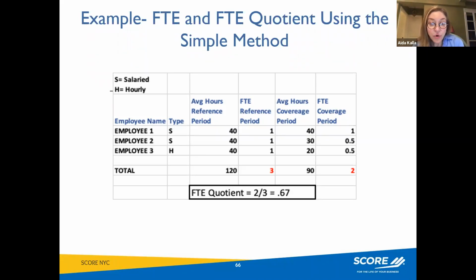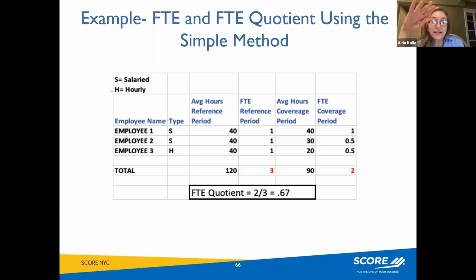However, when you come to two and three, their level went down. The number of hours that they worked went down. So because it was less than 40, we just used 0.5. And so it's really just a 2 in terms of the addition, whereas in the reference period you had 3. So your FTE quotient is 2 divided by 3, which is equal to 0.67.